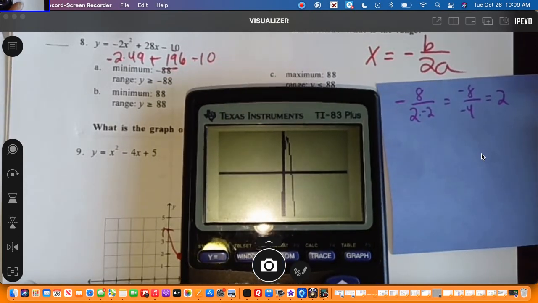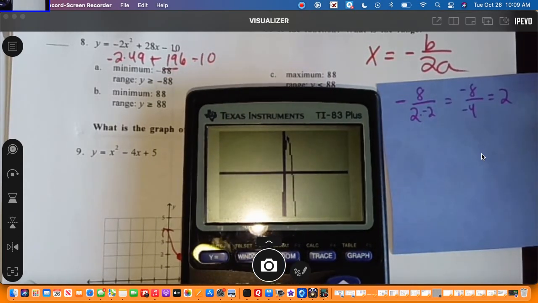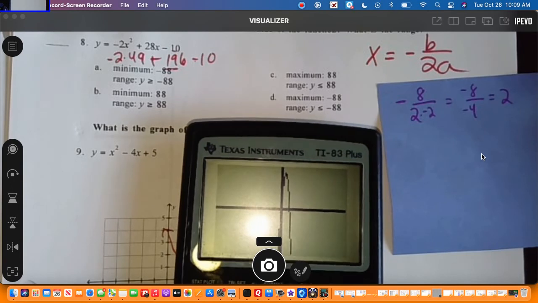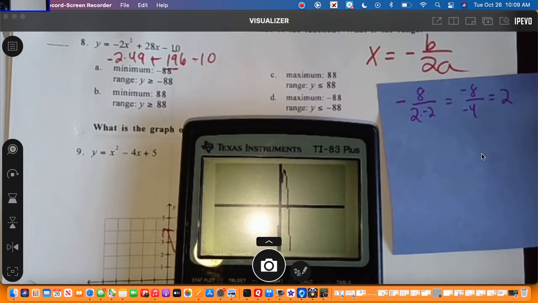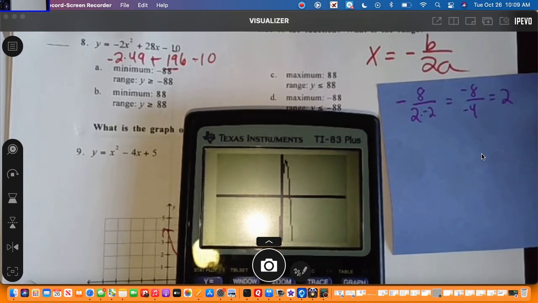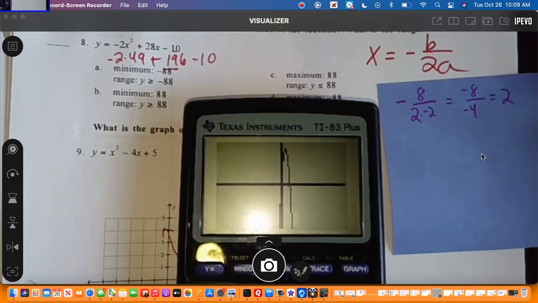Okay, now do you see your parabola? Yeah, so can you now find, we're on the graph. Well, we know it's a maximum, and y'all should know what it's at. It's at 88, right? Oh, I see it. So there's only one answer choice where it's a maximum of 88. And then they go ahead and find the range as well.